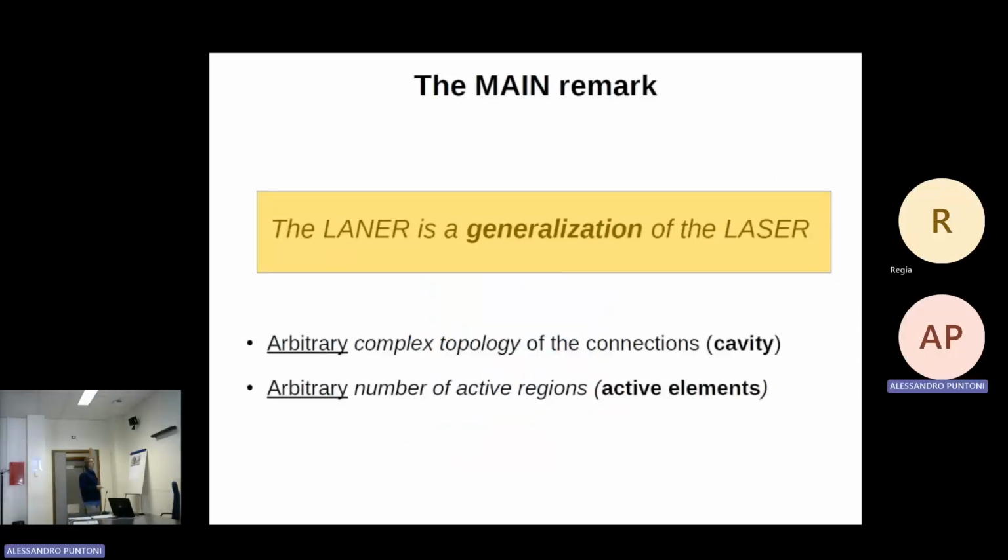So the main remark is that the LANER is a generalization of the laser, in the sense that the simplest networks that you can build with this system are the linear or the ring, which are the standard laser with just one active medium. And that's all. The laser is simply the simplest possible LANER that you can build using this idea.